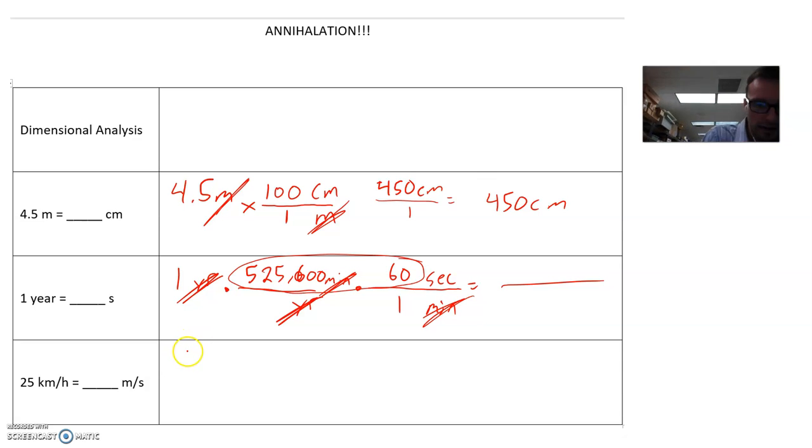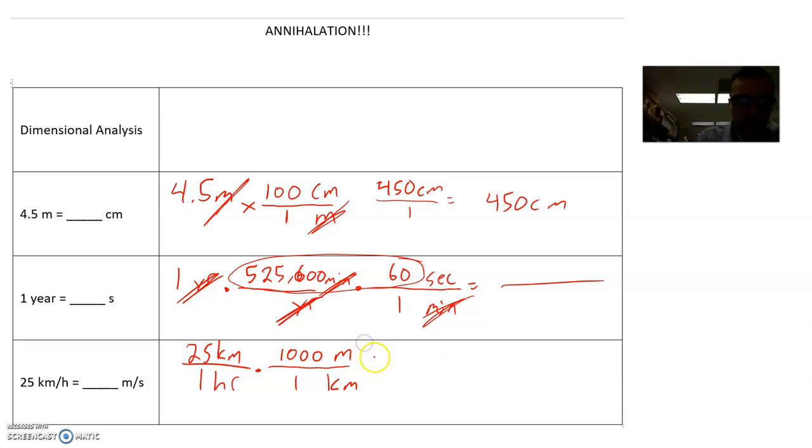Last one. Oh, we're coming down to the end of the clock here. 25 kilometers per hour. All right, so you want to set it up as a fraction, and this is where things get a little crazy, so follow with me here. Kilometers are on the top, put them on the bottom. Kilometers sounds like meters, and they both measure the same thing, and 1 kilometer is equal to 1,000 meters.